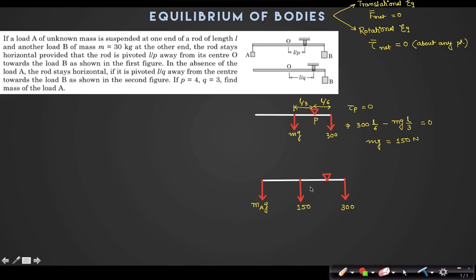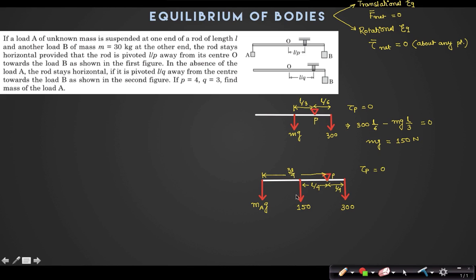Can I find the distances from here? It is given L by 4. So that must be L by 4 also. And how much is this distance from the pivot to this point? 3 by 4, that is 3L by 4. Now take torque about the same pivot point P and make it 0.